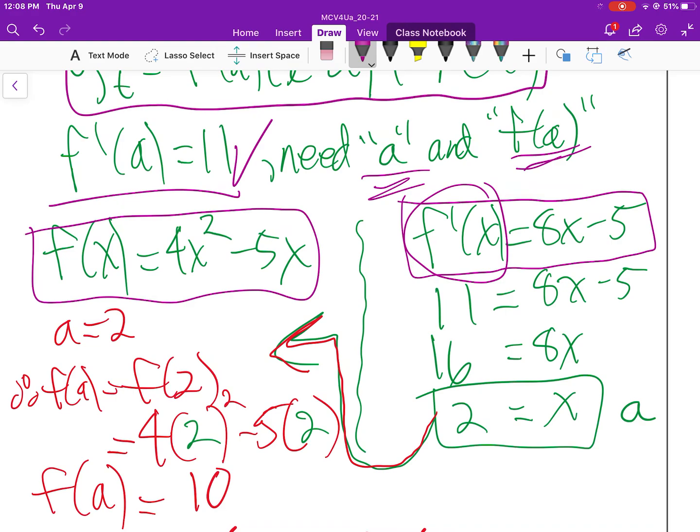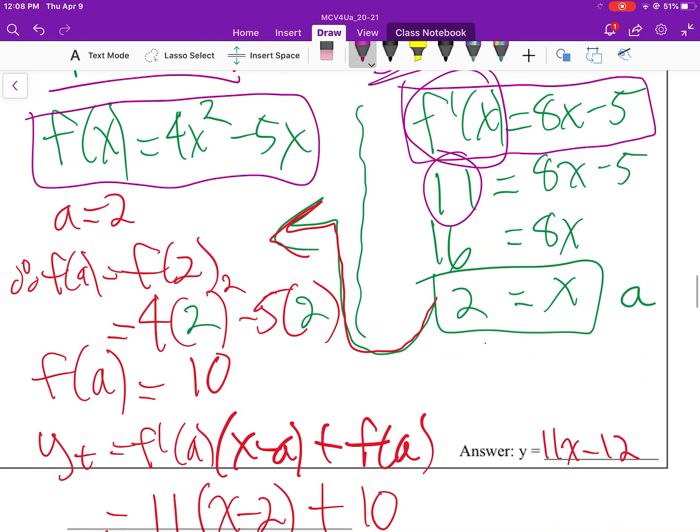So I know I can replace f prime at x with 11, and that will equal 8x minus 5. So I know the slope of the tangent, which is the y value of the derivative, the tangent slope function, and I solve for x. Okay, so f prime at a is 11. Solve that equation, I get x equals 2. So what does that mean? That the slope of this curve is 11 when x equals 2. And that gives us our a value.